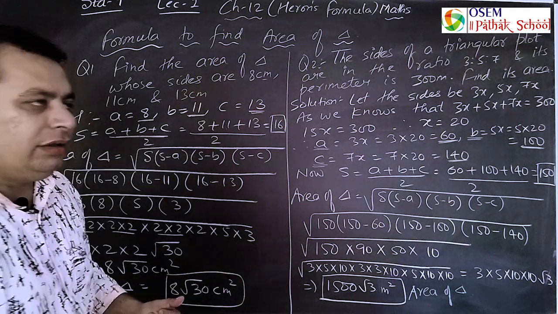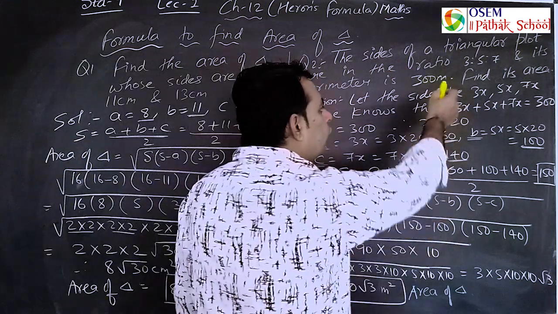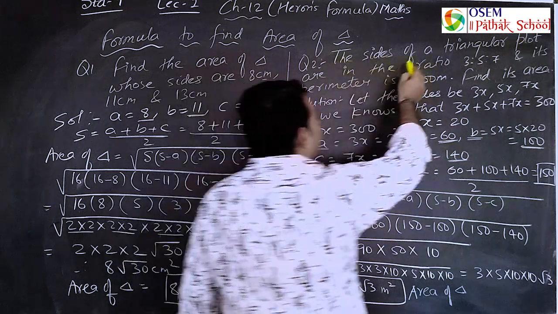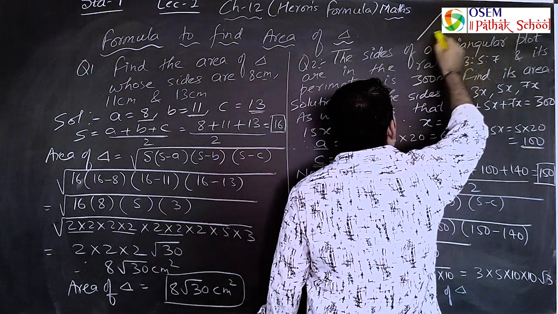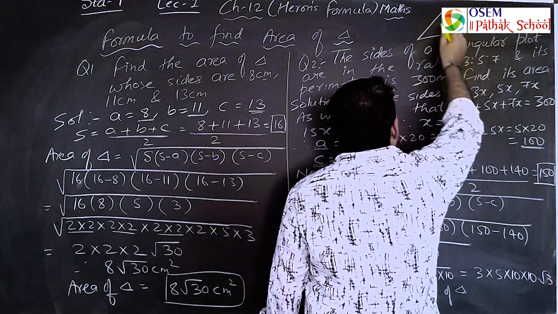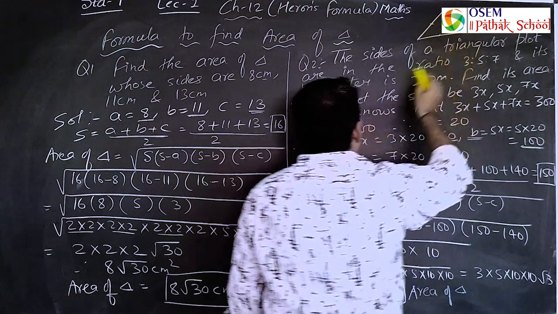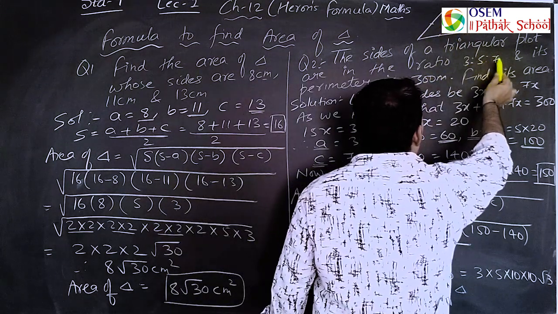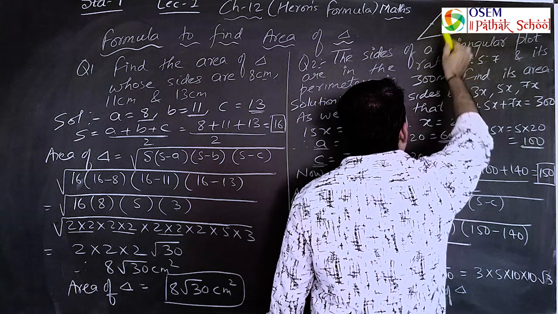Another example is over here. It is in the form of a ratio. The sides of a triangular plot. Suppose this is a triangular plot. It has been given that the sides are in the ratio 3, 5, 7. Suppose this is 3, this is 5, this is 7.